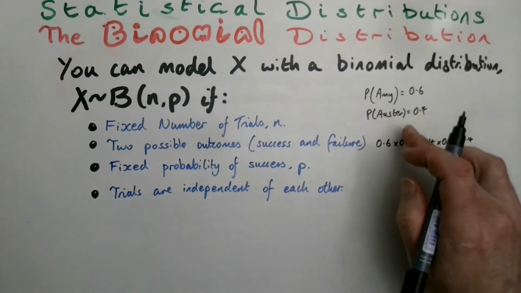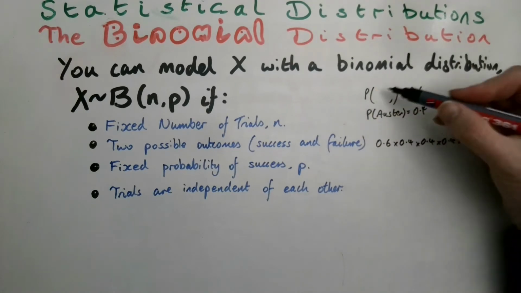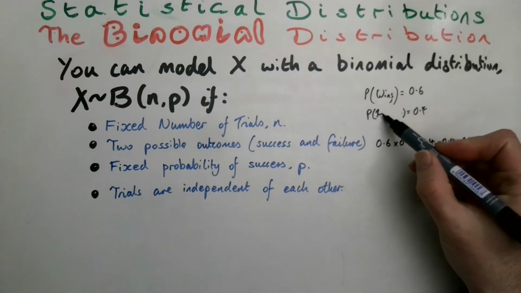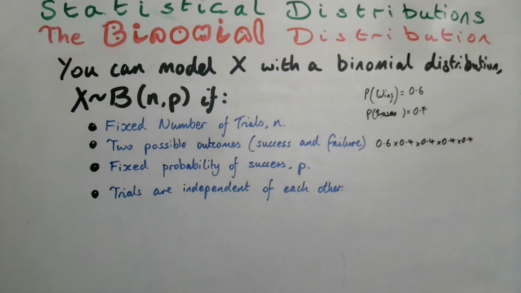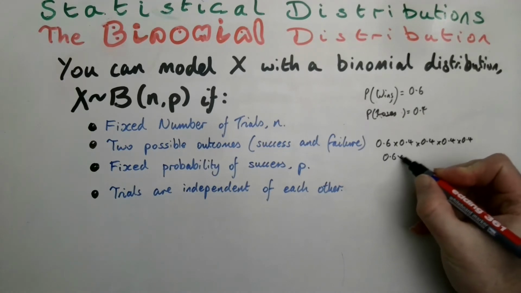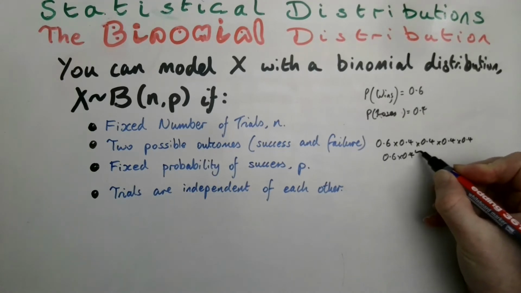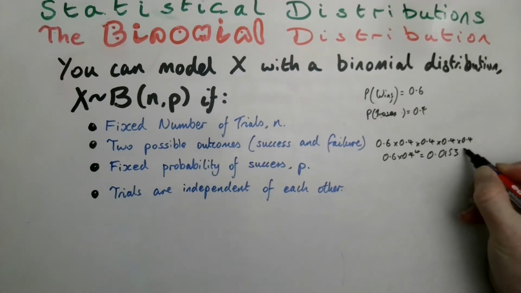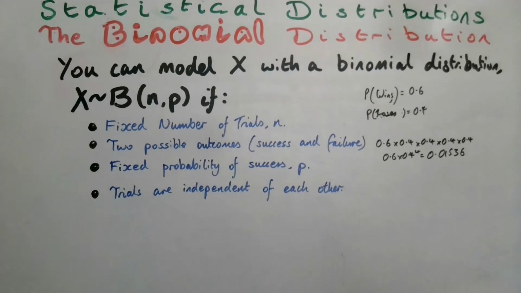Or we could think about this as being the probability that Amy wins and the probability that Amy loses. So that would have to happen, wouldn't it? And we'd put that into our calculator as 0.6 times 0.4 to the power of 4, and that would be equal to 0.1536. But that's the chance that she just wins the first one and then loses all the others.